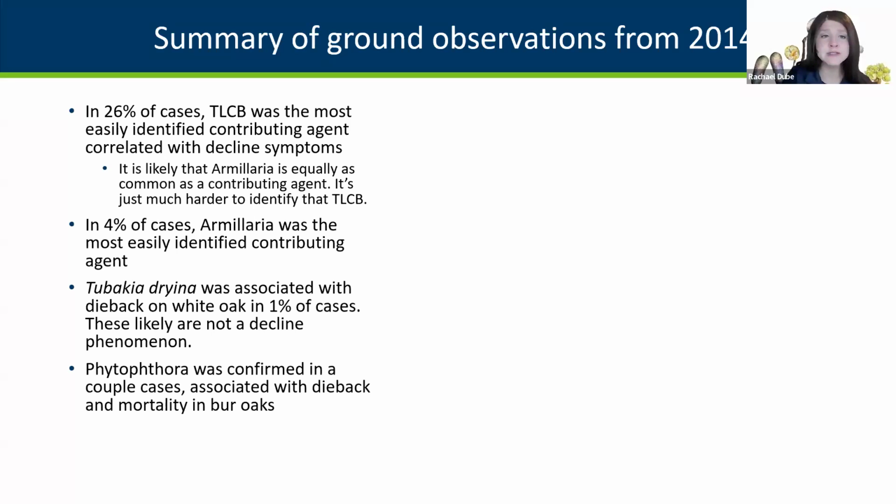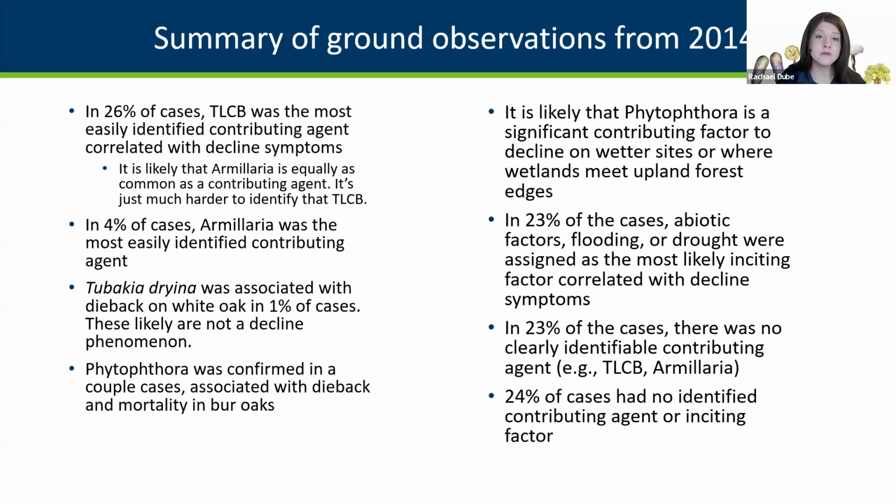So in about a quarter of the cases, two-lined chestnut borer was the most obvious contributing agent. Again, Armillaria was likely present as well. It's just more difficult to see. And in about 4% of the cases, Armillaria was the most easily identified cause. You also have a disease here, Tubakia, that was associated with dieback on white oak, in only about 1% of the cases. We do get questions about it though, so it's likely not contributing to decline. And Phytophthora, I mentioned, right, that water mold was confirmed in a couple of cases and associated with some dieback. And we do think, like I mentioned, that it does contribute significantly to decline on wetter sites.